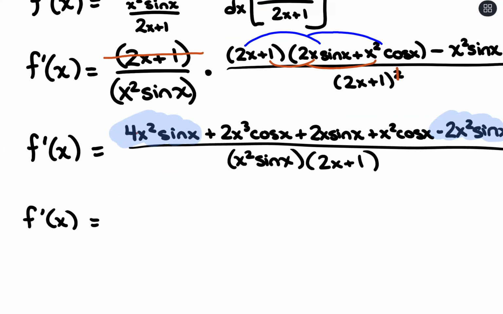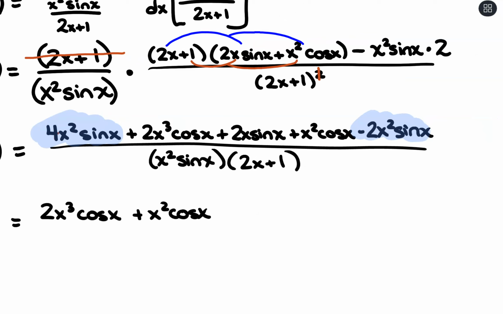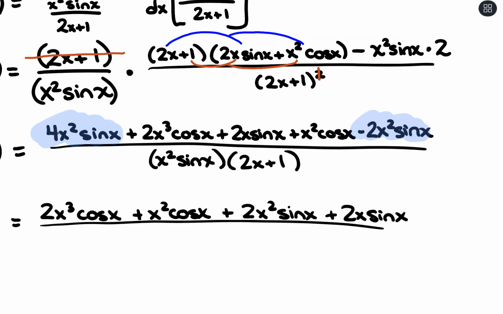So for our derivative, let's see, I'm going to order these by the degree on x. So I'm going to put that 2x cubed cosine x first. Then we have a plus x squared cosine x. Combining my like terms, I'll have a plus 2x squared sine x. And then I'll have a plus 2x sine x. All over x squared sine x times 2x plus 1.